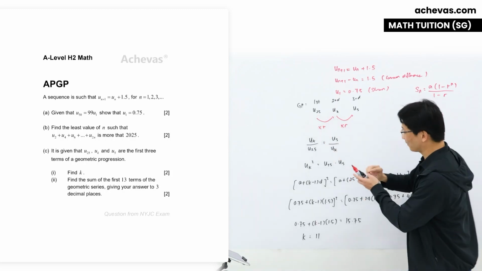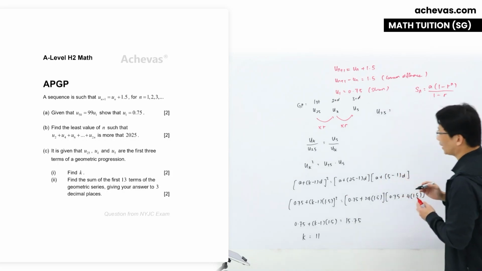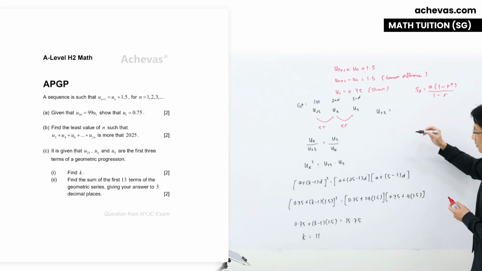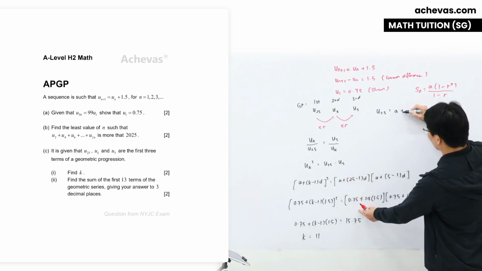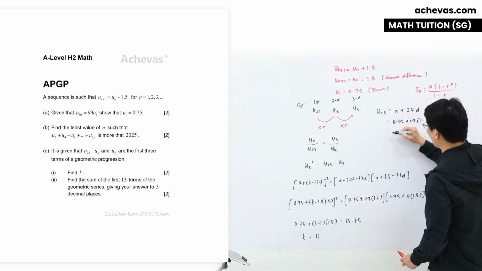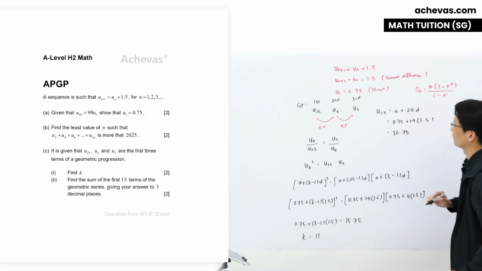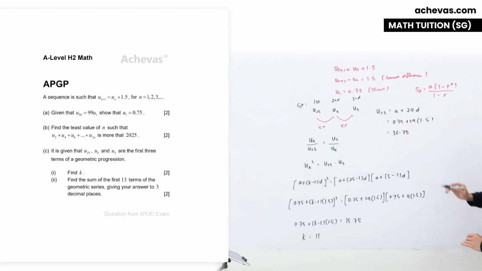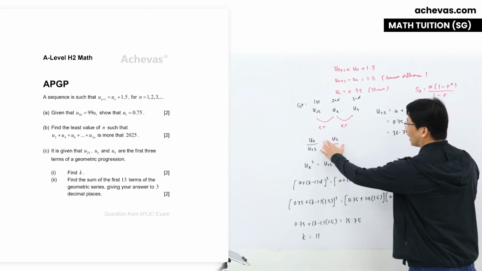So we require to find out what is the first term of this GP, which happens to be U25. So U25 will be equal to, we have the value already, this part here. Let me just rewrite it. So it would just be a plus 24d. This is equal to 0.75 plus 24 times 1.5. And this will give us a value of 36.75.